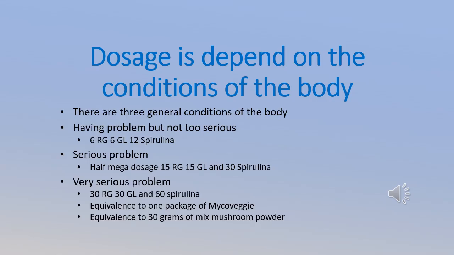Thirdly is the very serious problem. For a very serious problem, you close your eyes and go for the mega dosage: 30 Rg, 30 GL, and 60 spirulina. We also put all the Rg and GL into a package of Microveg. One package of Microveg is equivalent to 30 GL and 30 Rg. Or we can put in 30 grams of mixed mushroom powder. We do have mushroom powder. And as I said, spirulina is assisting. We put 60 here, but if you feel 60 is too much, you take 30, also up to you, not so critical. But 30 Rg and 30 GL is a must for this mega dosage.